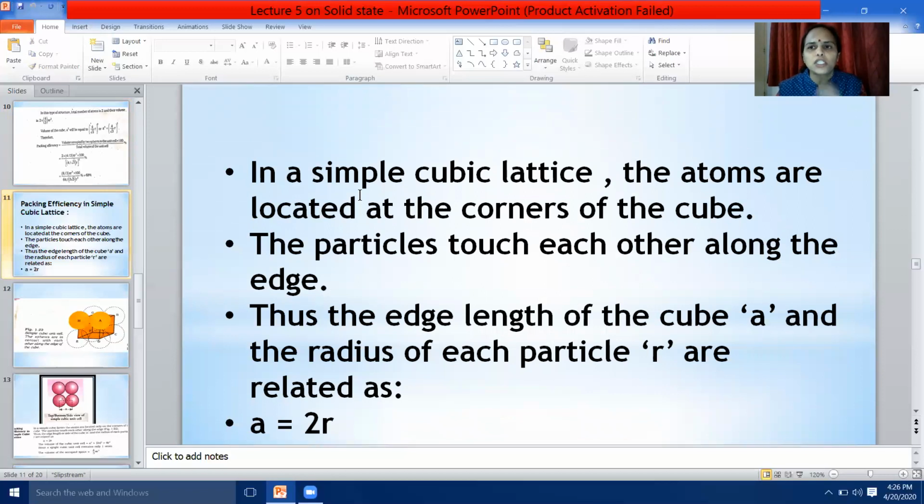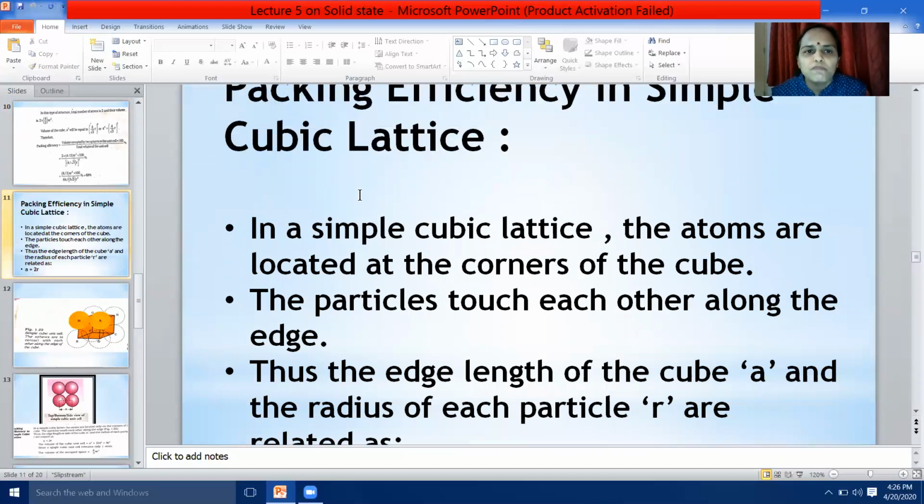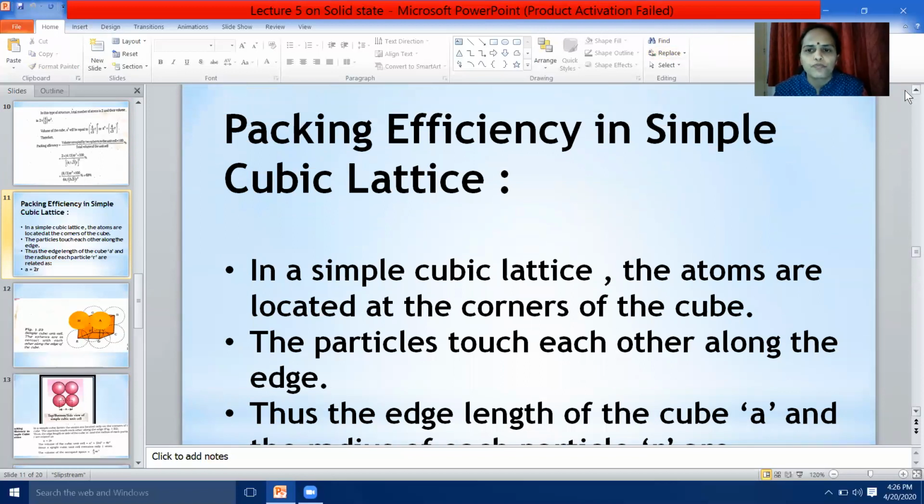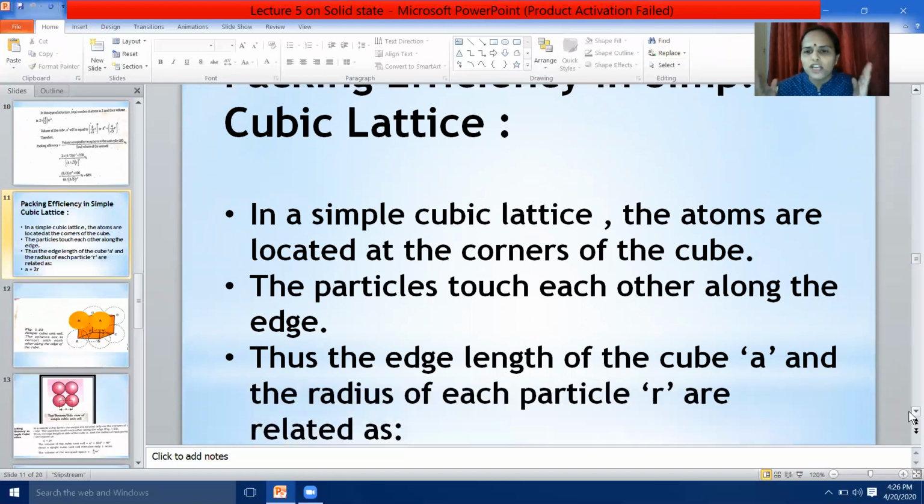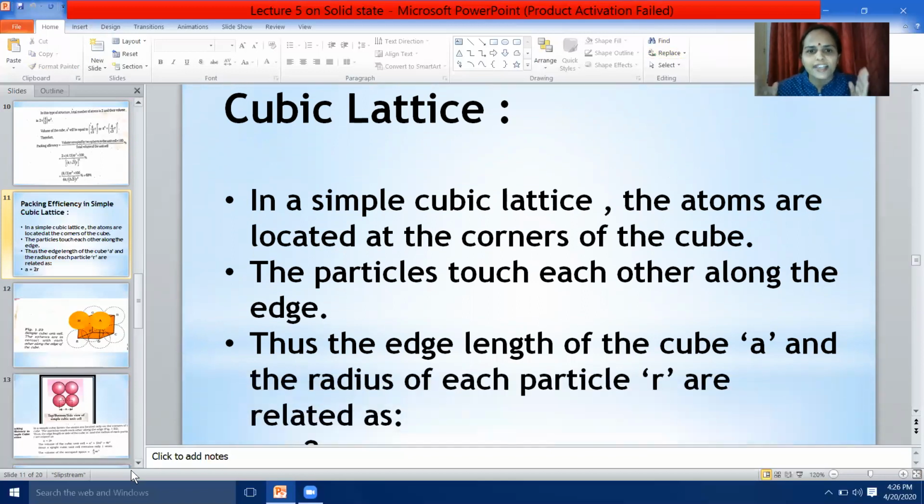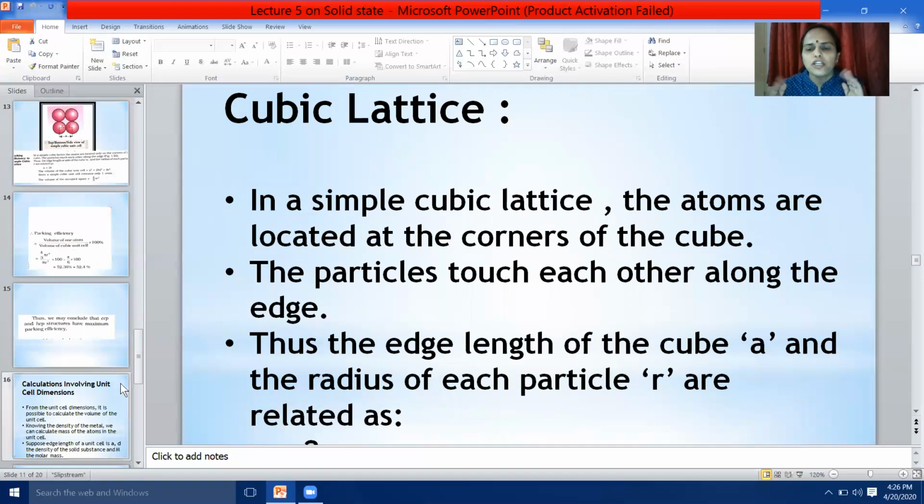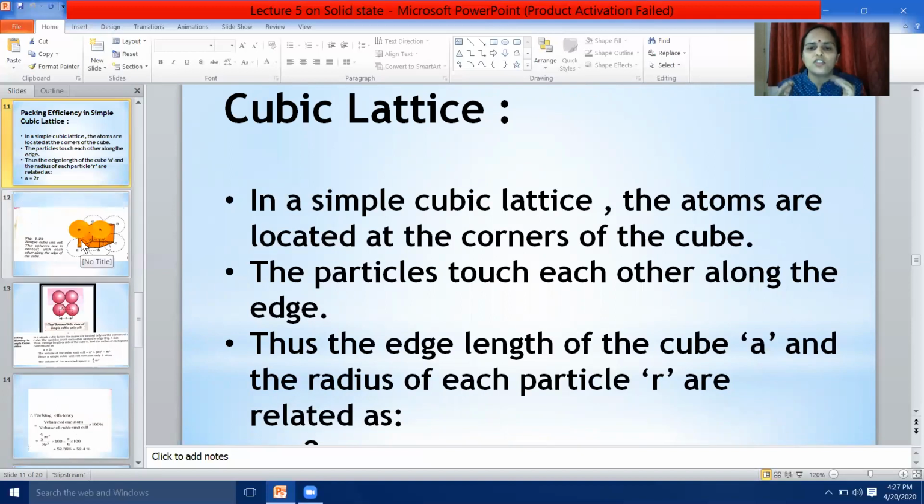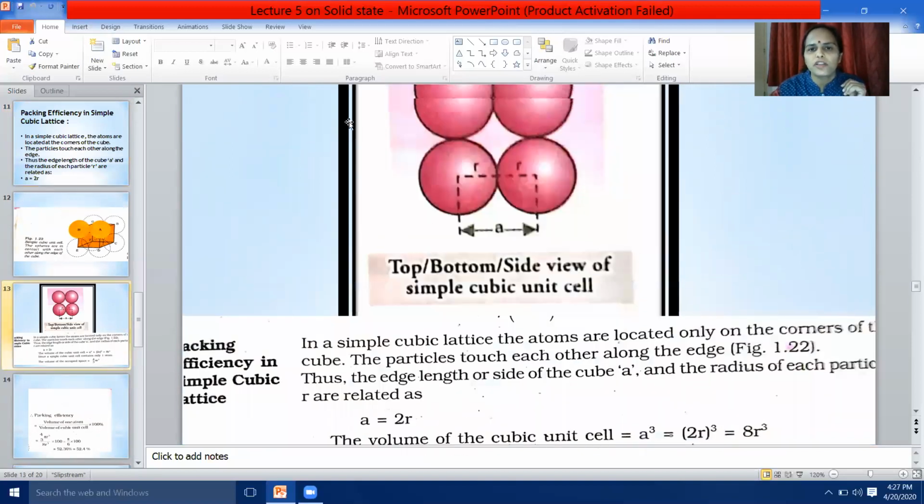Let me now come to the third packing, that is packing efficiency in simple cubic lattice structure. So we know that in a simple cubic lattice structure, the atoms are located at the corners of the cube, right? And the particles touch each other along the edge. Thus, if you take the edge length of the cube as A, and the radius of each particle as R, then A equals 2R. Look at this figure. It will be clear for you.